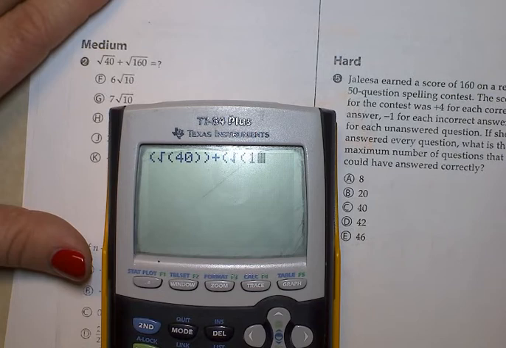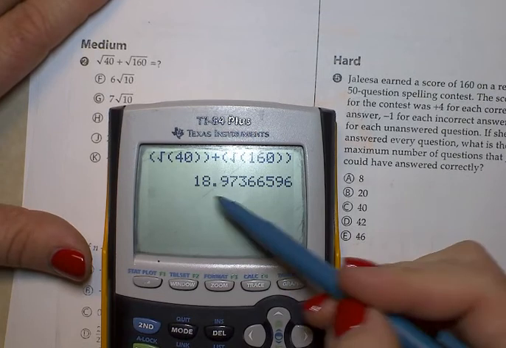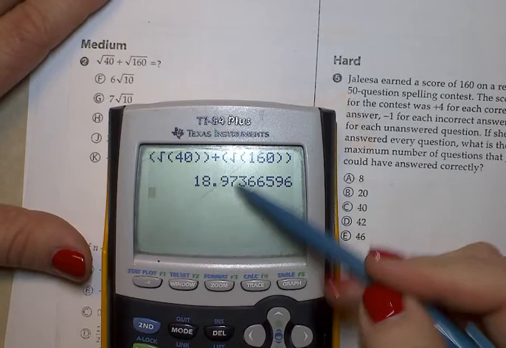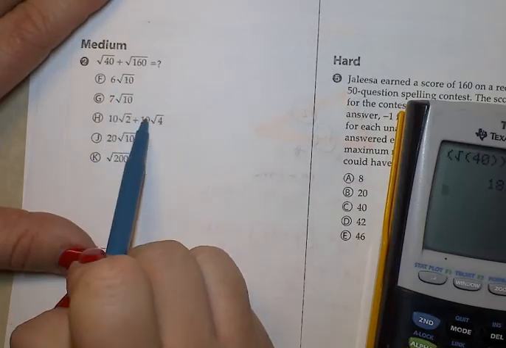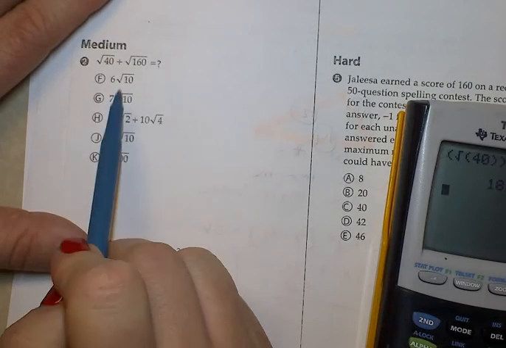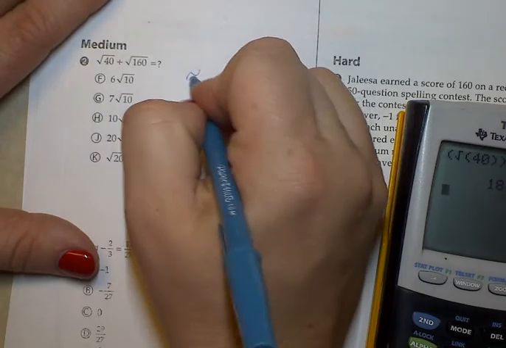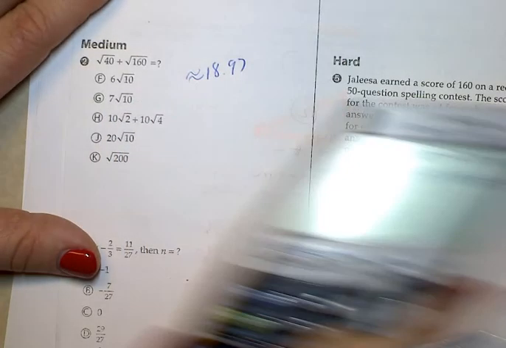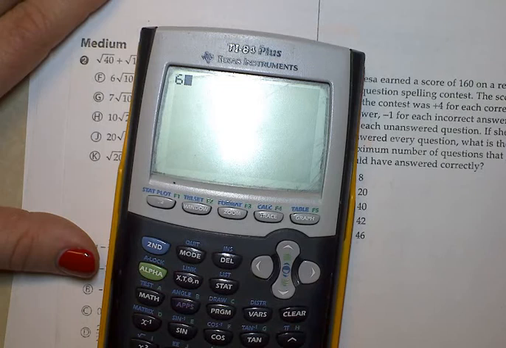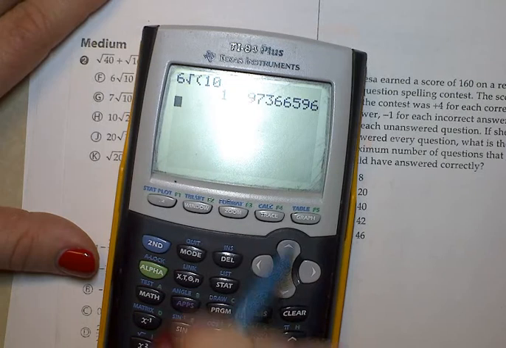We get a decimal of 18.97. I know that only one of these answers gives me a final answer of approximately 18.97. So let's try. I'm just going to go one by one. 6 times the square root of 10. 18.97, problem done.